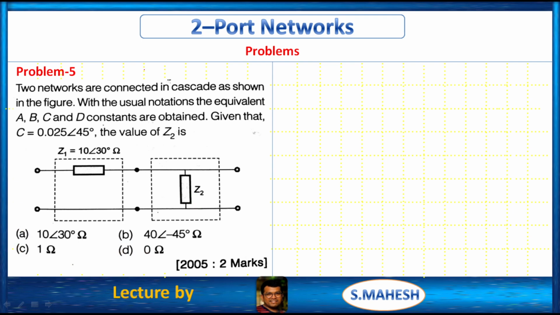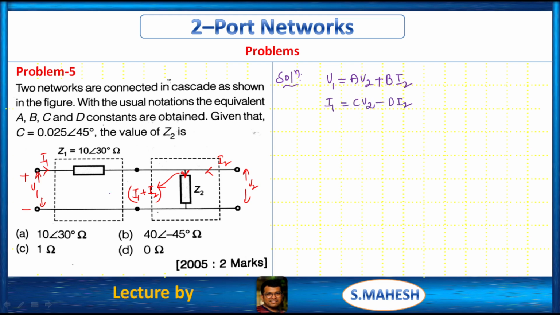So this is what we all know: V1, through this we have I1, right? This is V2, through this we have I2. Clear? Then the current through this branch is nothing but I1 plus I2, right? Therefore, by using ABCD parameter representation, we all know that V1 equals AV2 plus BI2, and I1 equals CV2 minus DI2. Sorry, here we have minus B.